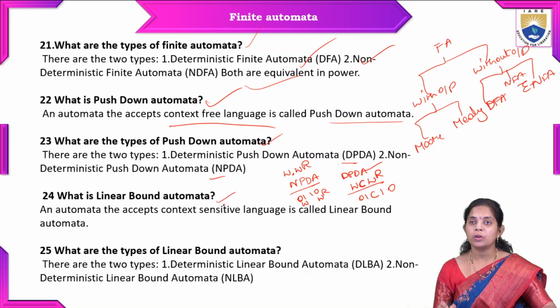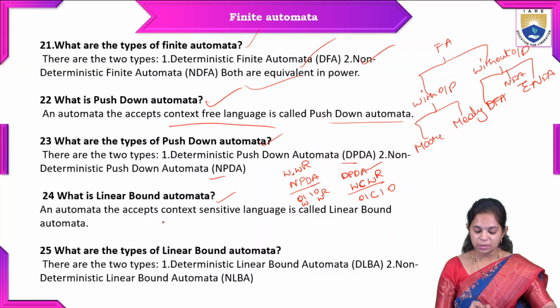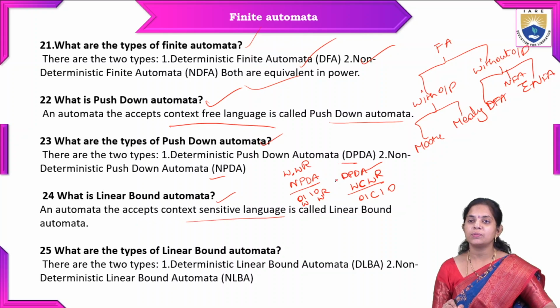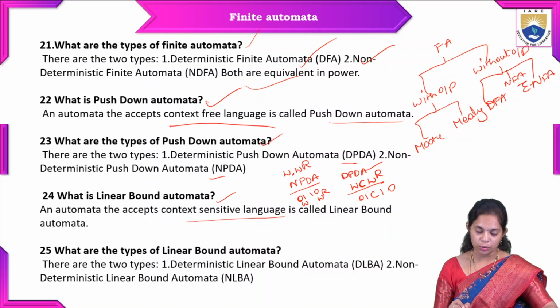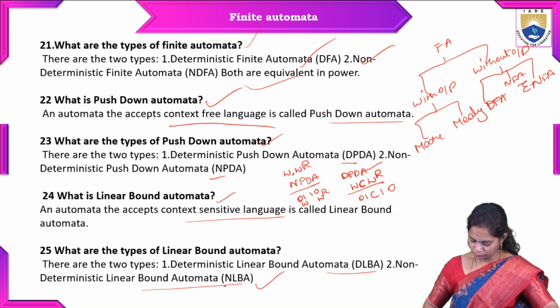And what is a linearly bound automata? We can form the linearly bound automata with the context sensitive languages. In this one, we have two types of automata: deterministic linearly bound automata and non-deterministic linearly bound automata.